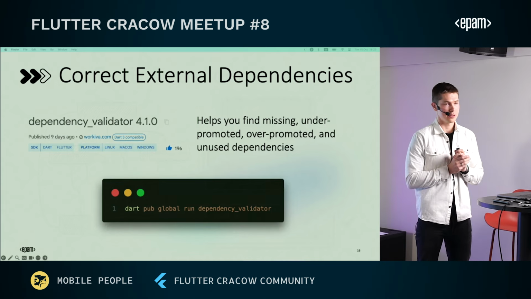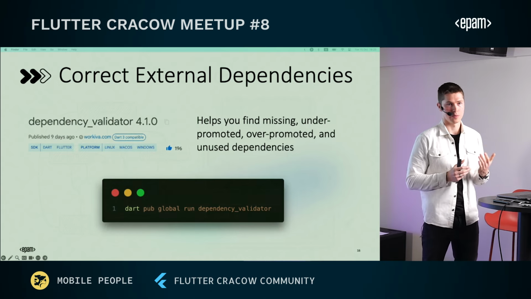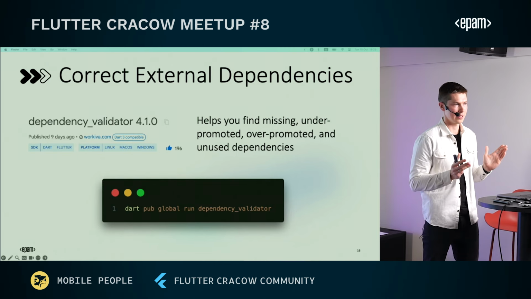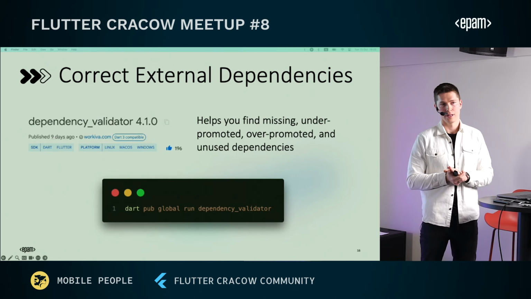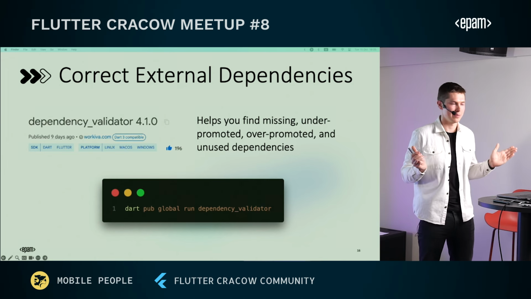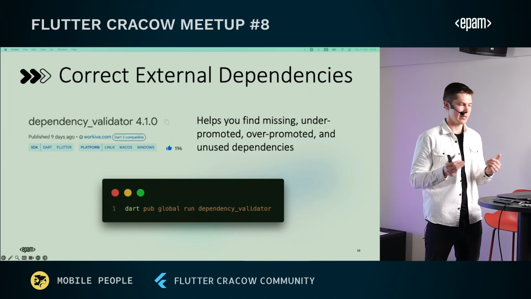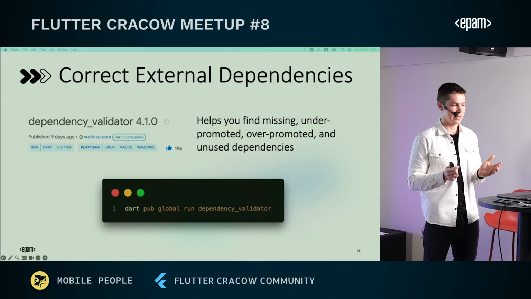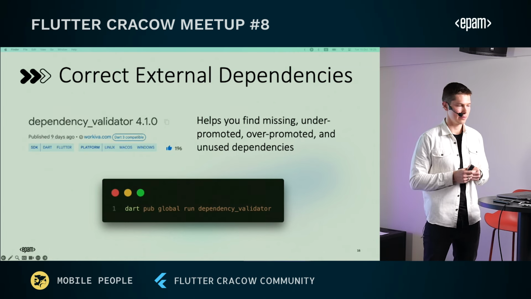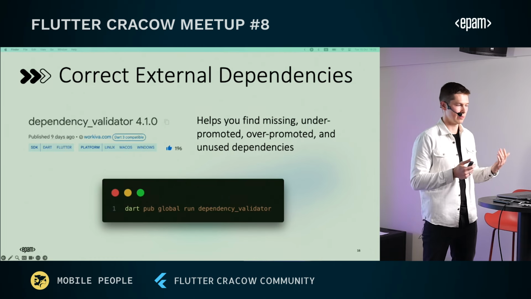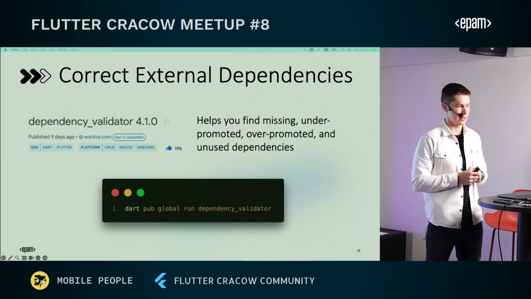I would say you also should be careful about how you deal with your external dependencies. I believe every Flutter application has some plugins and packages from pub.dev. It is simply inevitable to use them if you're doing a serious mobile application. So you have dependencies, and dependencies validator can easily spotlight missing, over-promoted, under-promoted, or unused dependencies.